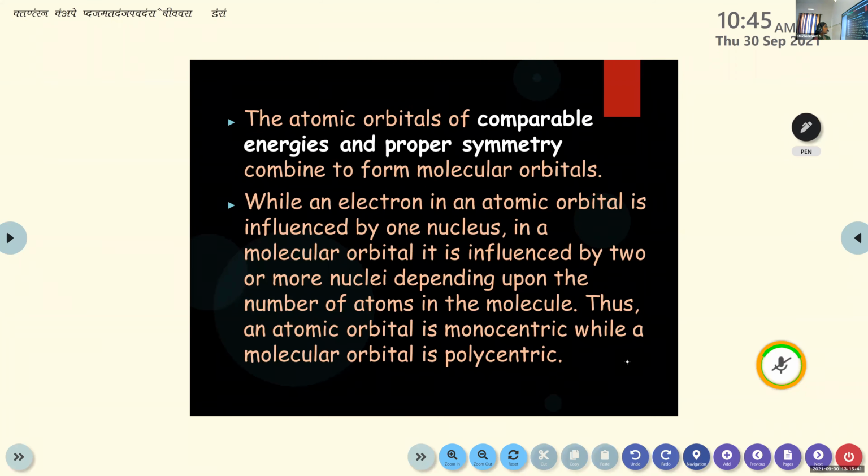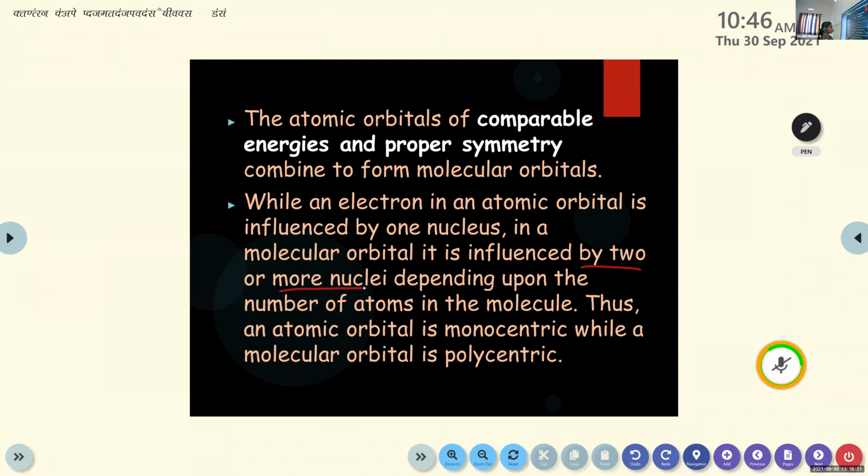Then the third one: an electron in an atomic orbital is influenced by one nucleus, because in one atom there is only one nucleus, right? But in a molecular orbital, it is influenced by two or more nuclei, depending upon the number of atoms in the molecule. In the case of a molecule, different atoms are combined together, so there are two or more nuclei. Nuclei is the plural form of nucleus. So the molecular orbital is influenced by two or more nuclei, depending upon the number of atoms in the molecule.